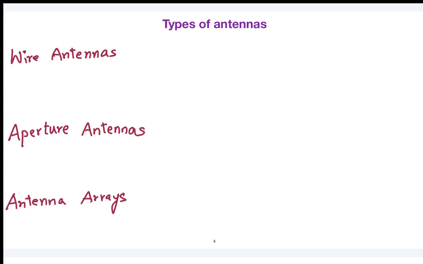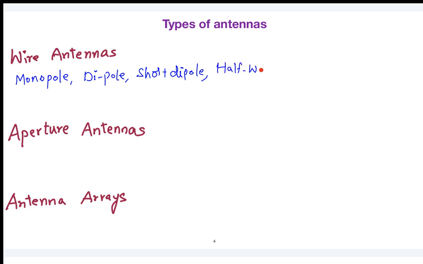And first of all, when you see the wire antennas, there are different types of wire antennas. All your dipole configurations, I can say, you may have a monopole, and you may have a dipole, or you may have a short dipole. Okay, then what else you will have? You can say half wave dipole. So all these antennas can be categorized as wire antennas.